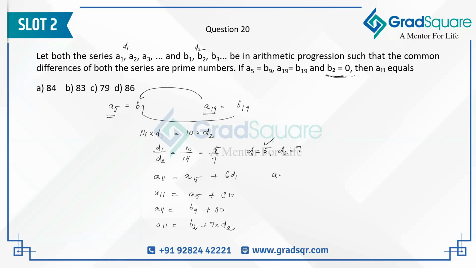second case. So A of 11 is equal to B2, which is 0, plus 7 times the common difference of the second case, which is 7. So A11 is equal to 0 plus 49, I'm sorry, I think I missed this out, plus 30. So here again plus 30. Okay, B9 was this. So this is 49 and this is going to be 30. So A of 11 now turns out to be 79. So option C was the right answer for this.